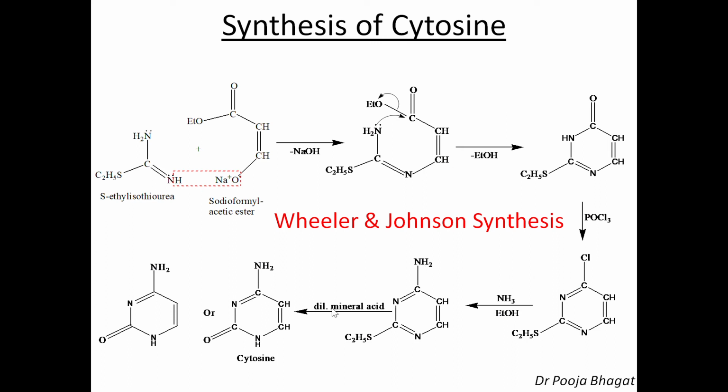And when you treat it with dilute mineral acid, this part gets converted into OH, which is the enolic form, and the enolic form is then converted into the ketonic form, as this is the form which is present in the nucleic acid. So this is the way we can synthesize cytosine.